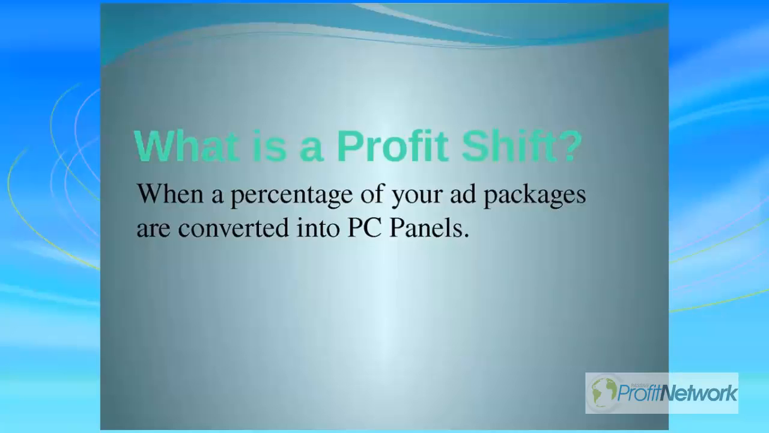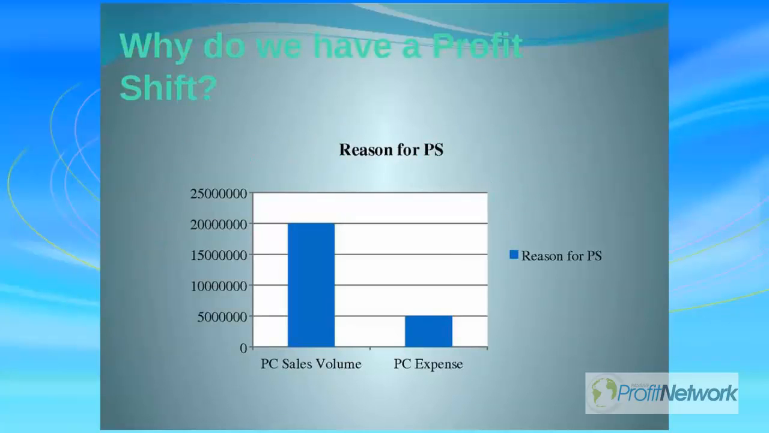Obviously, you guys already know a percentage of your ad packages will be converted just like they were into PC panels. All right, and just in case you guys don't know why we have profit shifts, here's a simple example of why we have them. Right now Profit Clicking just had a profit shift. So right now their sales volume, and this is hypothetical, I don't know what their sales volume is, but this is hypothetical.